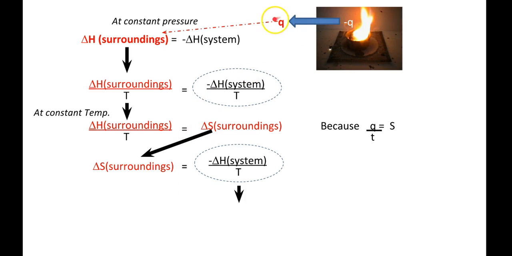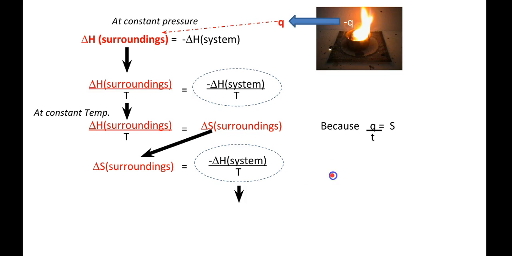Remember, the energy released is the delta H of the surroundings because of constant pressure. It's equal to the negative H of the system because the system, of course, is exothermic. And then I divide by constant temperature on both sides. I can do that to an equation. And I get entropy. And I get this kind of expression.